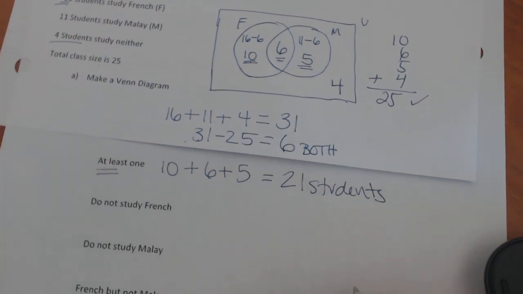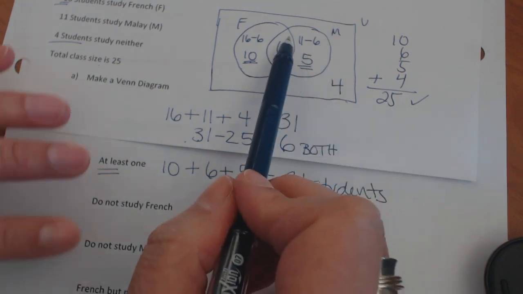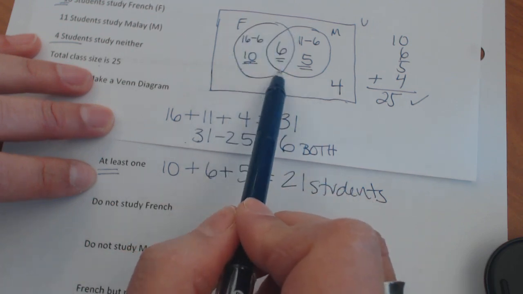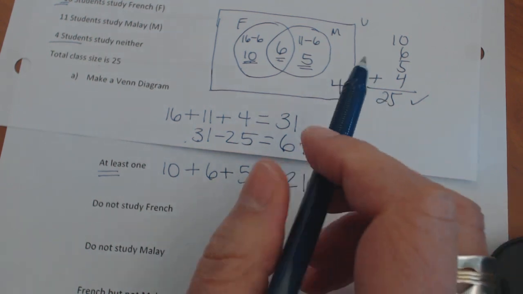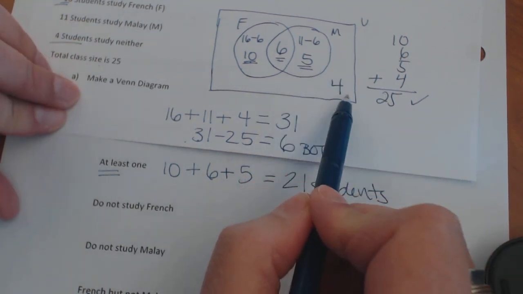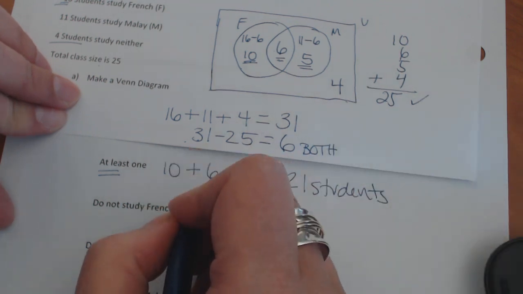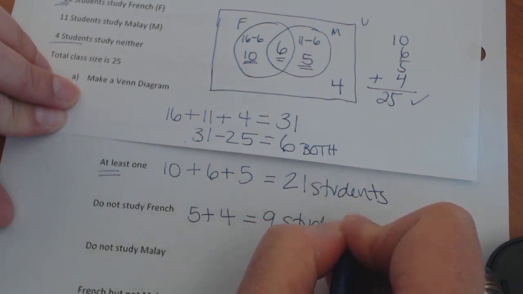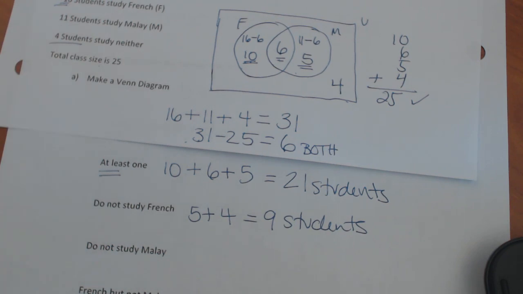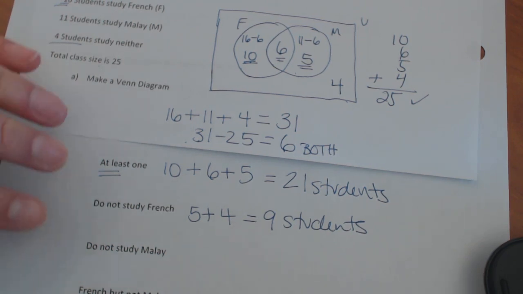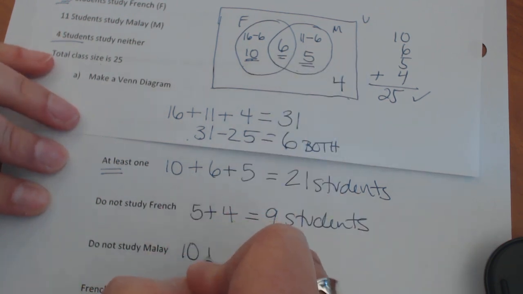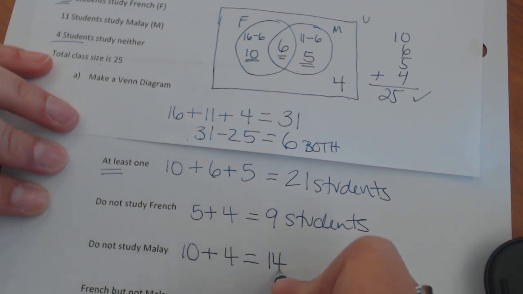Okay, let's see what's next. Do not study French. So here's the French circle. We have the people that just study Malay, and we have the people that study neither. So we have to do the 5 plus the 4. So we have 9 students that do not study French. They either study Malay or they don't study either one. Okay, how about do not study Malay? We have the 6 that study both, and we have the 5 that study Malay. So we have 10 that study French, and we have 4 that study neither. So we have 14 that do not study Malay.